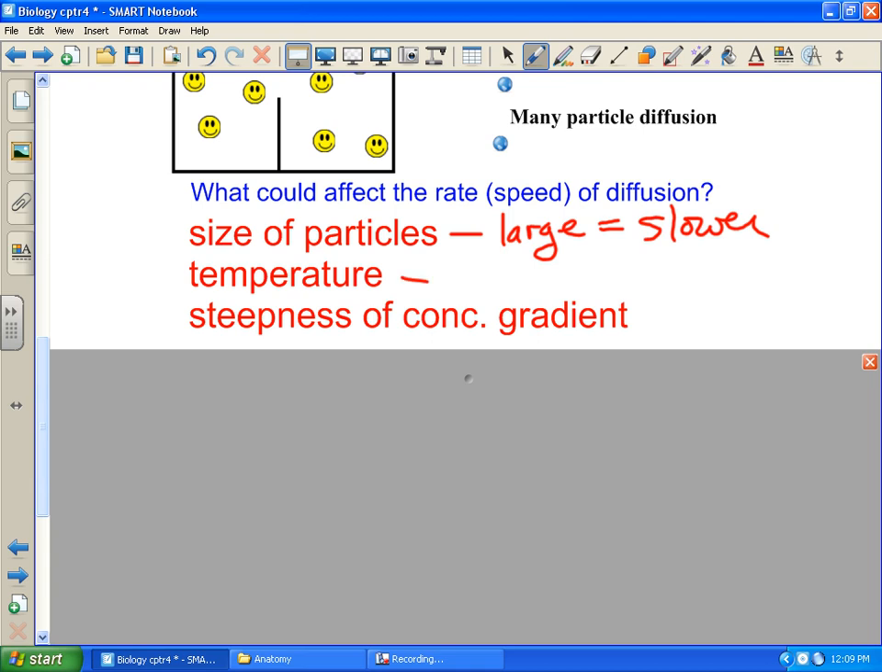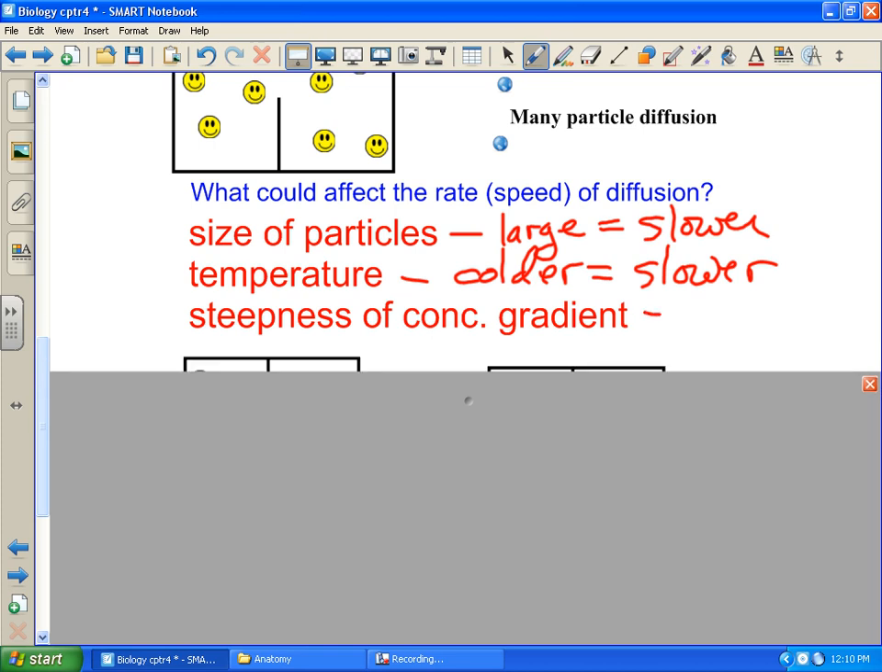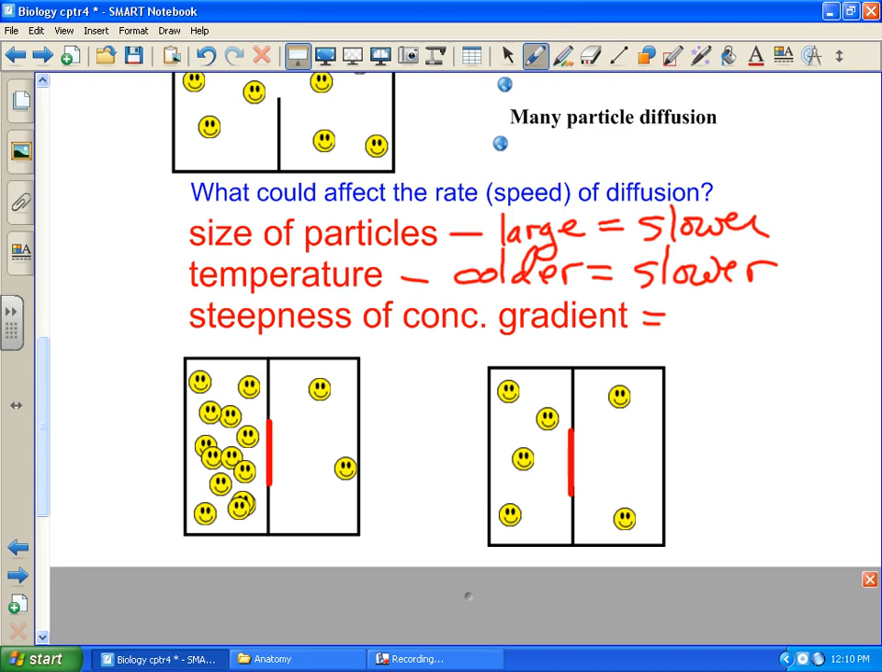Temperature is another one that affects diffusion pretty badly. The colder something is, the slower the particles move. If the particles are moving slower, then diffusion is going to happen slower. Okay. The last one, steepness. Let me show this one a little differently, and then we'll write something down.